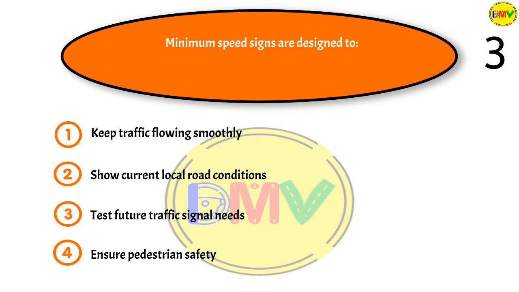Question 3. Minimum speed signs are designed to: 1. Keep traffic flowing smoothly. 2. Show current local road conditions. 3. Test future traffic signal needs. 4. Ensure pedestrian safety.